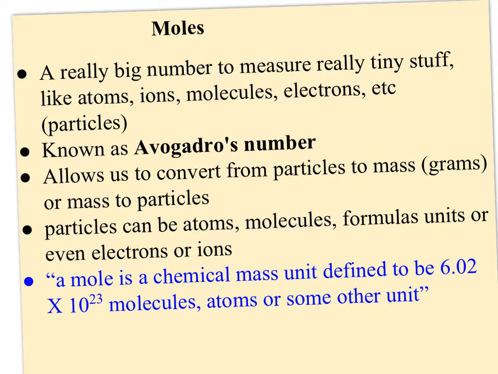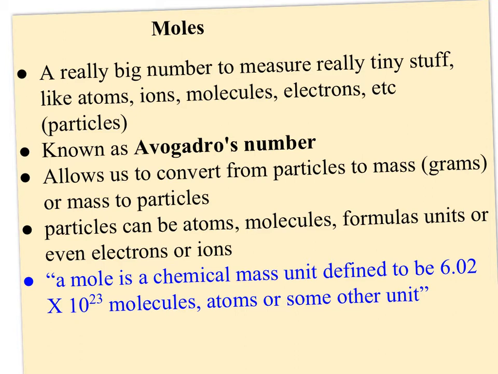That's the same thing we see going on in chemistry all the time, except tires are big enough to see and actually count. Particles, molecules, atoms, ions, electrons, all those different little chemical particles are so teeny tiny that we need a giant number. So Avogadro came up with a number that allowed us to convert from particles to mass or mass to particles, and it would be a big enough number that we'd actually have enough to see and measure and work with. So a mole is a chemical mass unit defined to be 6.02 times 10 to the 23rd molecules, atoms, or some other unit.